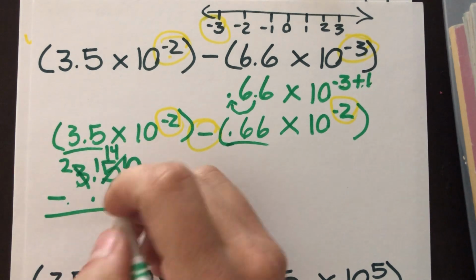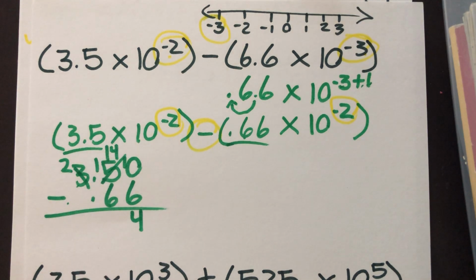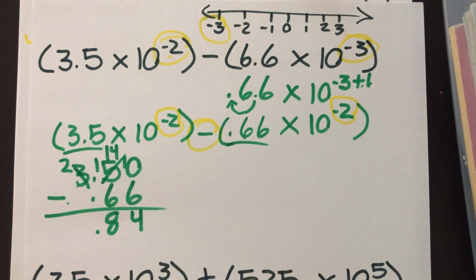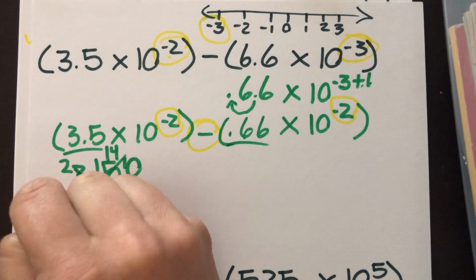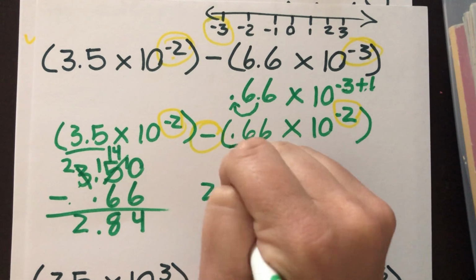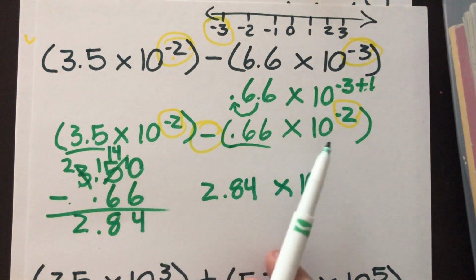10 minus 6 is 4. 14 minus 6 is 8. I'm going to bring down my decimal point, and then we bring down our 2. Now I have my coefficient, and I keep my power of 10 the same.